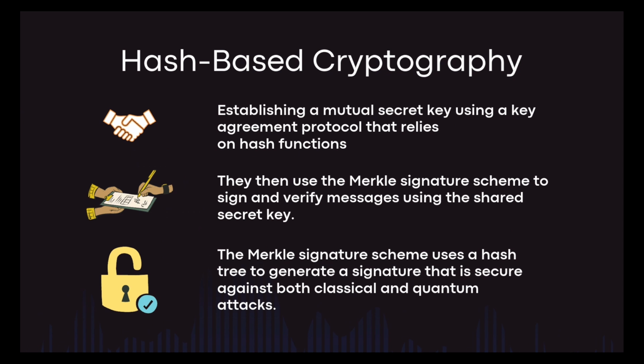Hash-based cryptography establishes a mutual secret key using a key agreement protocol that relies on hash functions. The Merkle scheme is used to sign and verify messages using the shared secret key. This scheme uses a hash tree to generate a signature that is secured against both quantum and classical attacks.